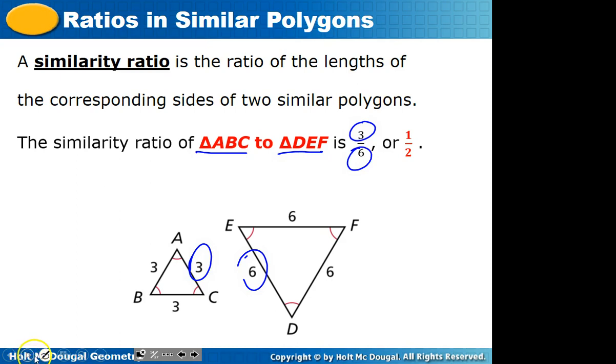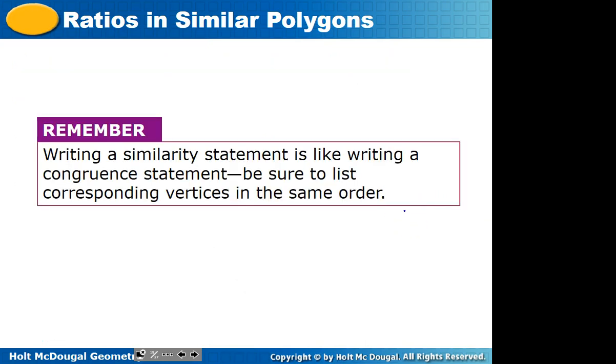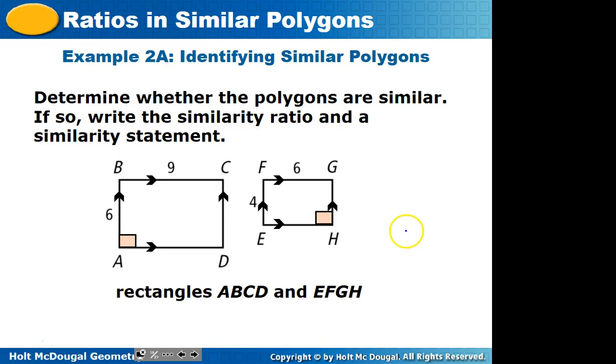Now, if I do it the other way, and I say that triangle DEF to ABC, then I'm going to put the 6 on top and the 3 on the bottom, and that equals 2. Now you'll see how this applies as we move through the rest of the lesson. Remember that writing a similarity statement is like writing a congruence statement, so we have to be sure that we write the corresponding vertices in the same order.